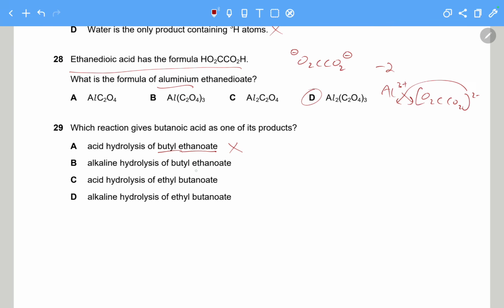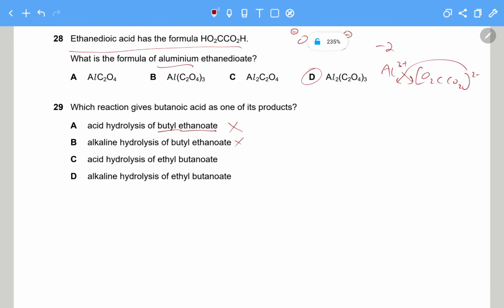We'll get sodium ethanoate. For example, if the alkali is NaOH, we never get ethanoic acid. We always get the carboxylate ions in alkaline hydrolysis. Again, wrong. Acid hydrolysis of ethyl butanoate, ethanol and butanoic acid, that's what we want. This seems like the correct answer.